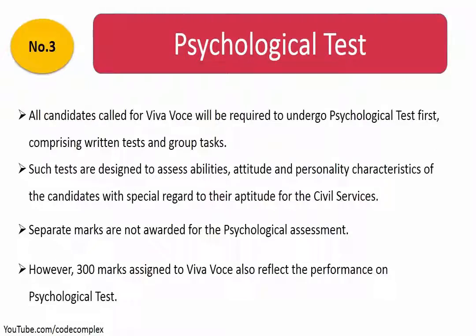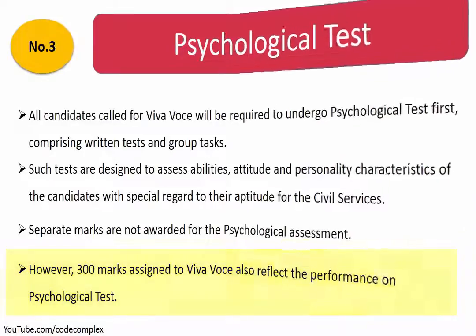Number 3, psychological test. All candidates called for Viva Voce will be required to undergo psychological test first, comprising written tests and group tasks. Such tests are designed to assess abilities, attitude and personality characteristics of the candidates with special regard to their aptitude for the civil services. Separate marks are not awarded for the psychological assessment, however. The 300 marks assigned to Viva Voce also reflect the performance on psychological test.